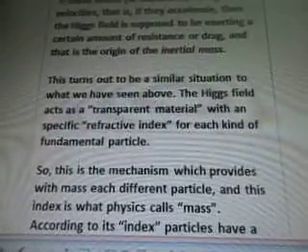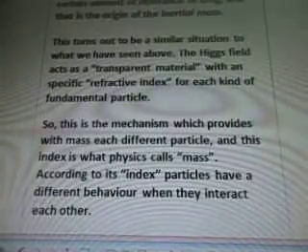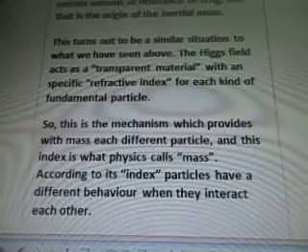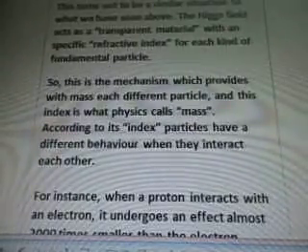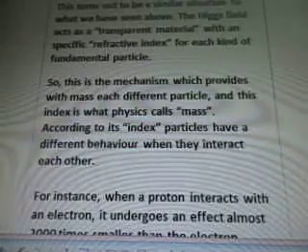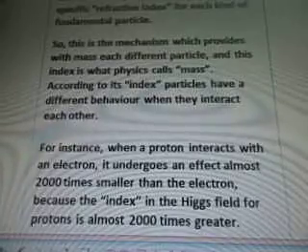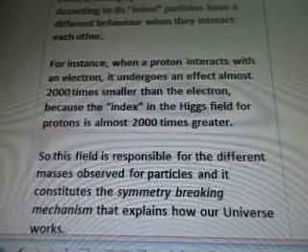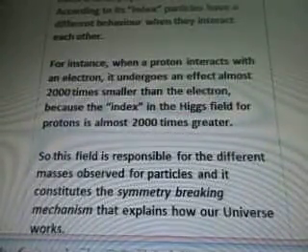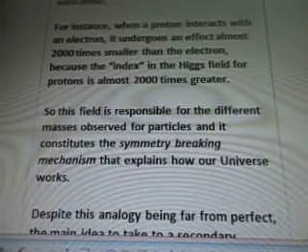"This turns out to be a similar situation to what we have seen above. The Higgs field acts as a transparent material with a specific refractive index for each kind of fundamental particle. So this is the mechanism which provides each different particle with mass, and this index is what physics calls mass. According to its index, particles have a different behavior when they interact with each other. For instance, when a proton interacts with an electron, it undergoes an effect almost 2,000 times smaller than the electron, because the index in the Higgs field for protons is almost 2,000 times greater."